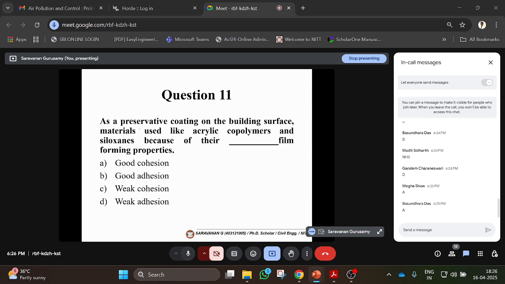Okay. 11th question. As a preservative coating on the building surface, because air pollutants are having major impact on the buildings also. So they are having a preservative coating. Material used will be like acrylic copolymer and siloxane because of their film forming property. Good adhesion, good cohesion, weak cohesion and weak adhesion. What is cohesion? What is adhesion? Adhesion is between two same material. Cohesion is between two different materials.